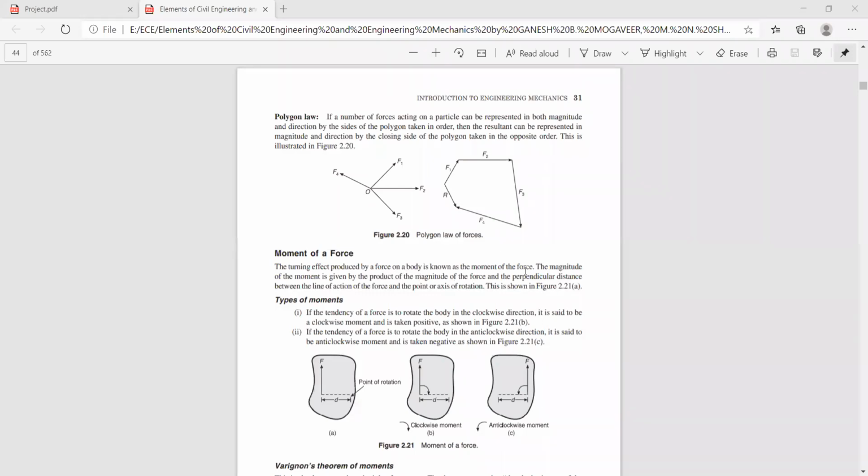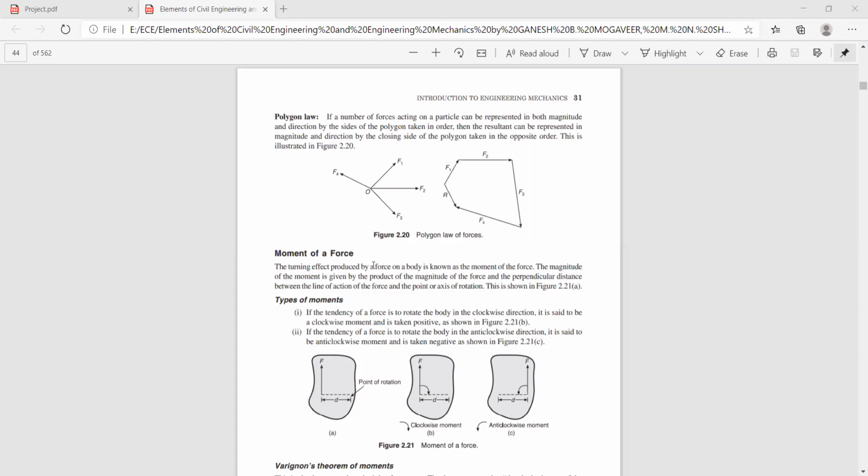So when a force is applied on a body, it has a turning effect, and this turning effect is called the moment of a force. Now, the magnitude of the moment is given by the product of the magnitude of the force and the perpendicular distance between the line of action of the force and the point or the axis of rotation, correct? So now you have to calculate the magnitude and direction of the moment.